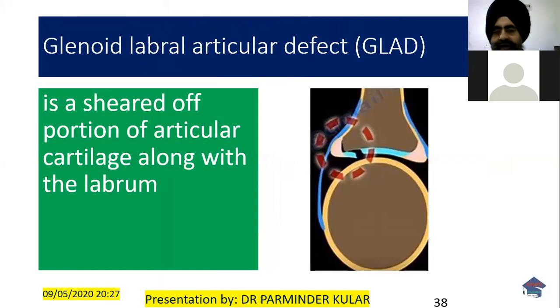Another lesion is the GLAD lesion. It is the glenoid labral articular defect. The glenoid labrum also has pulled away a piece of the cartilage on the articular side of the glenoid, and this lesion is called the GLAD lesion.